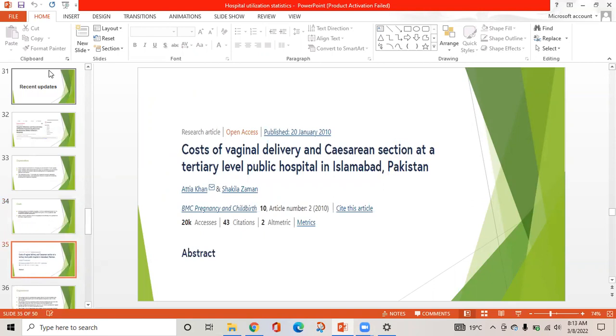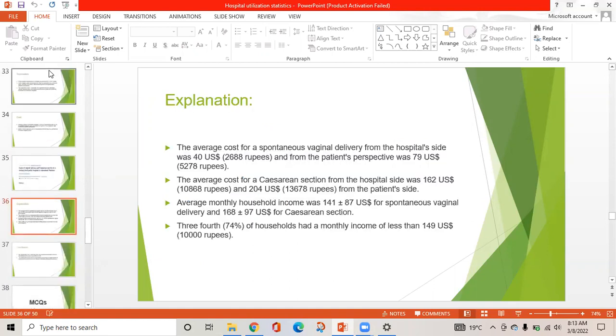Another article published is cost of vaginal delivery and cesarean section at a tertiary level public health hospital, Islamabad, Pakistan. It shows the average cost for a spontaneous delivery from the hospital side was about 40 US dollars, that is 2,688 rupees. And from the patient's perspective, it was about 5,000 rupees. The average cost for a cesarean section from the hospital side was approximately 10,000 rupees, and from the patient side almost 30.